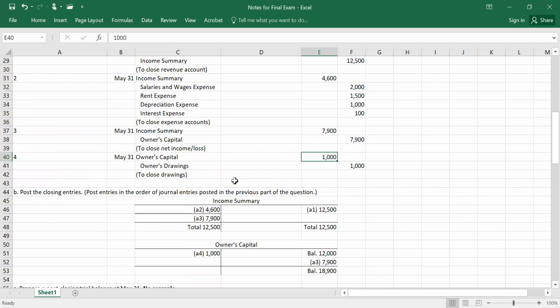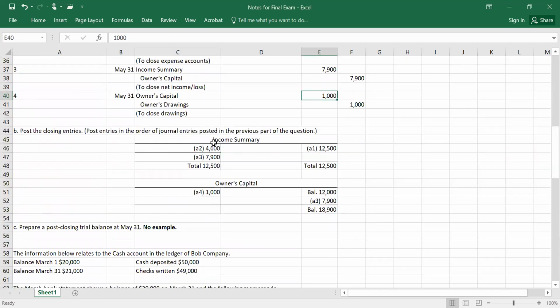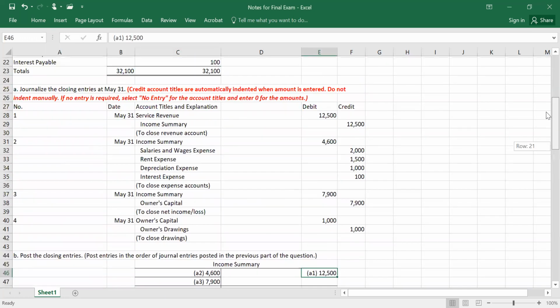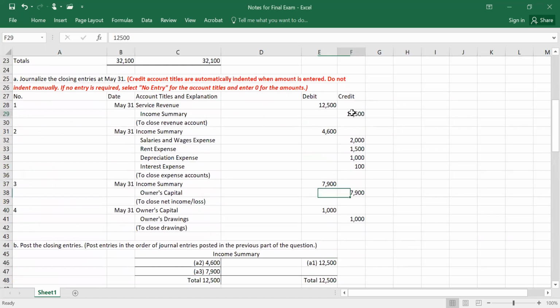Now we're going to go ahead. So that's part A. Part B, we have to post the entries in the order of journal and post in the part. Okay, so we're going to first post our income summary account. A1 was when we closed out our service revenue. That's right here, 12,500. A2, which is right here, is when we debited the income summary to close out our expenses. A3, also a debit to income summary to close out the net income.